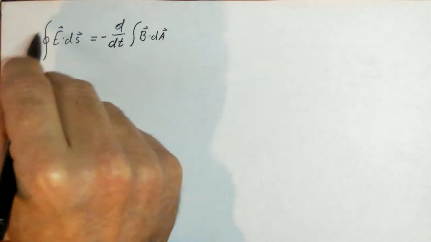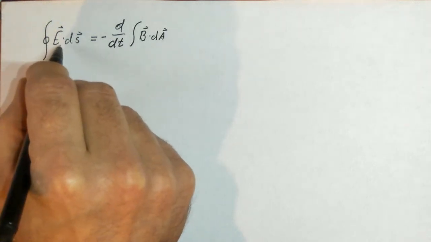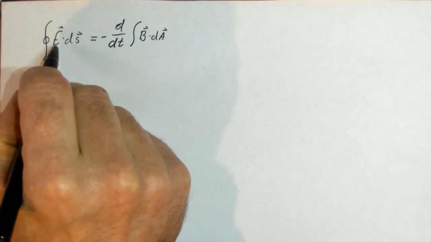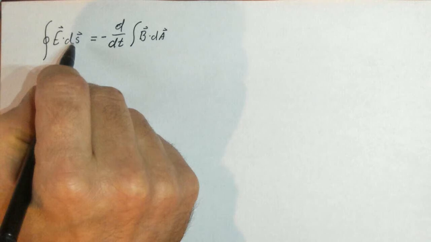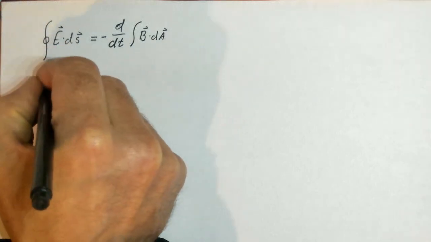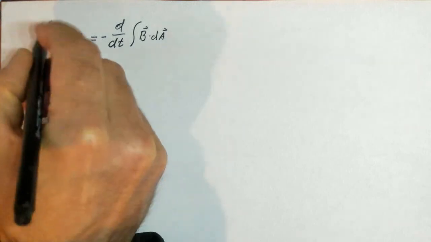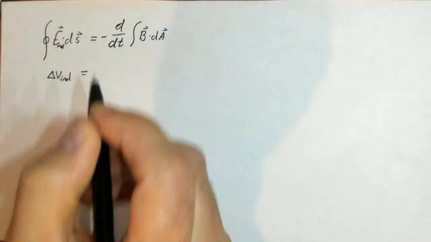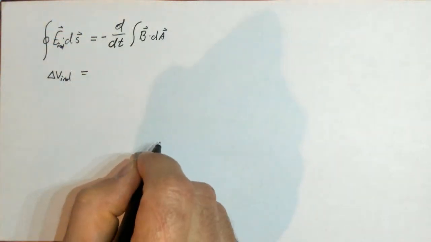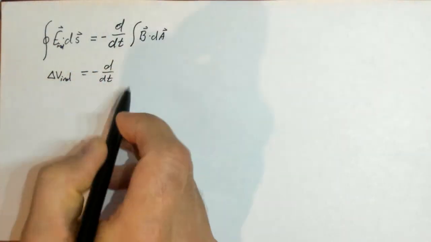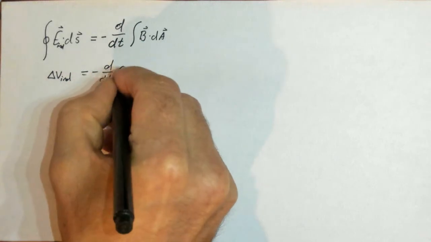But here, this is just another way of saying the potential along the loop, because if you remember, the electric field and potentials are related by distance. And so this is nothing else besides delta V induced, okay? And I could put induced here. This is the induced electric field, all right? And that is negative d by dt of the magnetic flux.